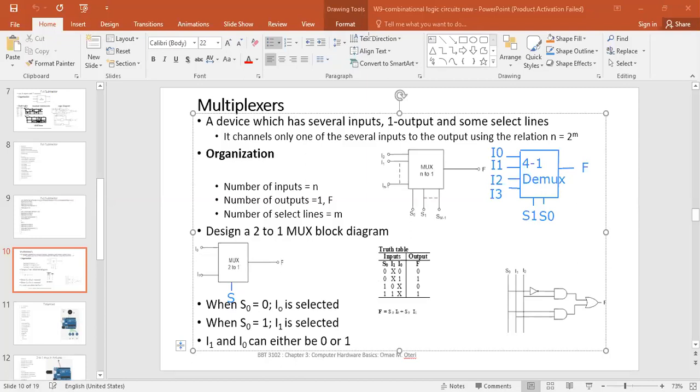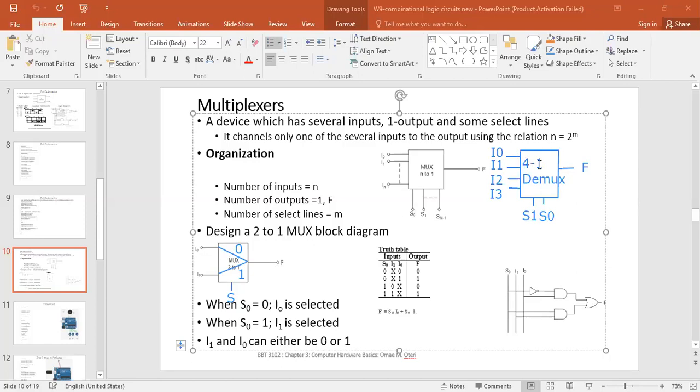Just note, when that select line is zero, it picks that value and goes to the output. Otherwise, when S is one, this I1 is picked to go to the output. Take note of that. So for the first one, S here is zero, and for the second one, S here is one. That is the importance of the select line. I hope you are getting that. When S is 0, I0 is selected. When S is 1, I1 is selected and goes to the output.